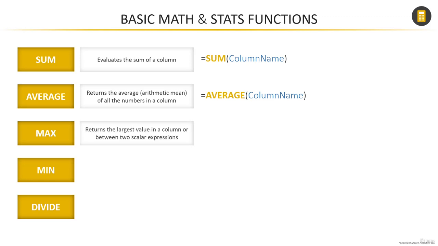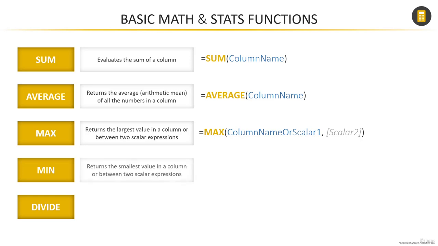Now for max, this obviously returns the largest value, but you don't have to just point it to one column. You could also feed a max function a list of scalar or specific values, and max will find the largest within that list. Same goes for min. It's the same exact syntax, it just returns the smallest value.